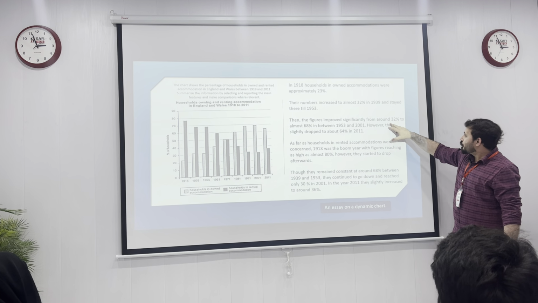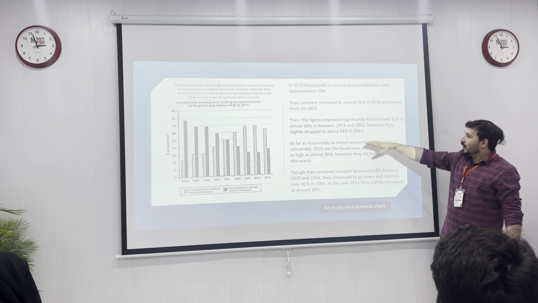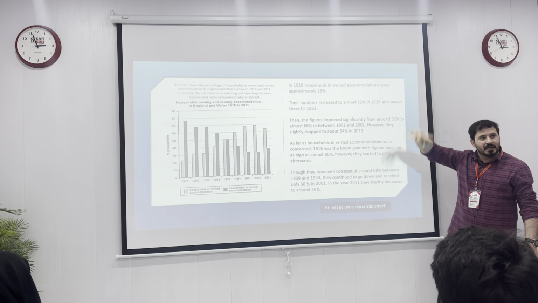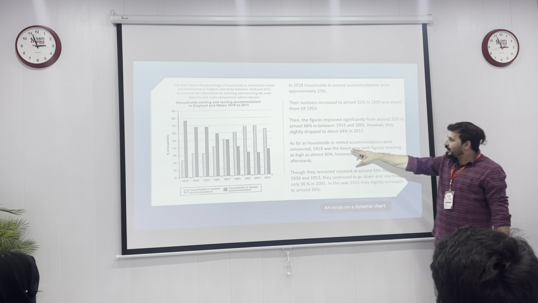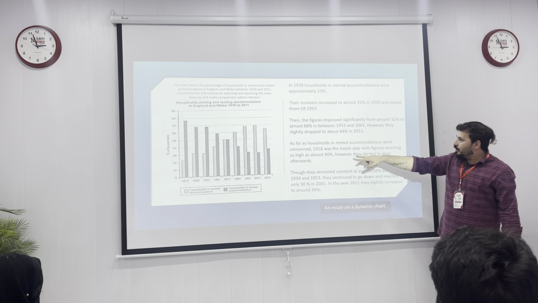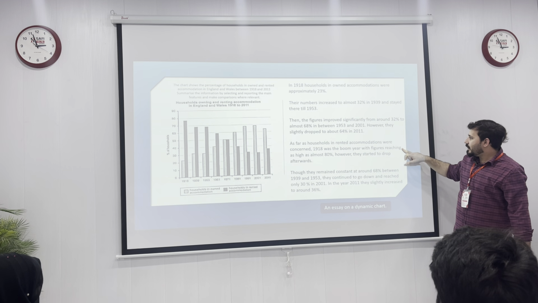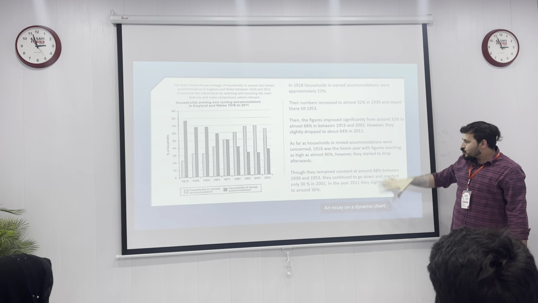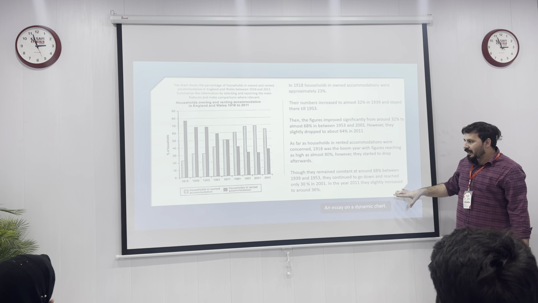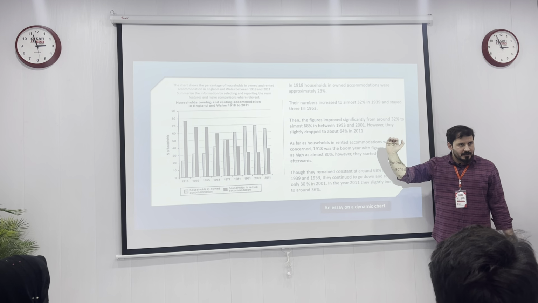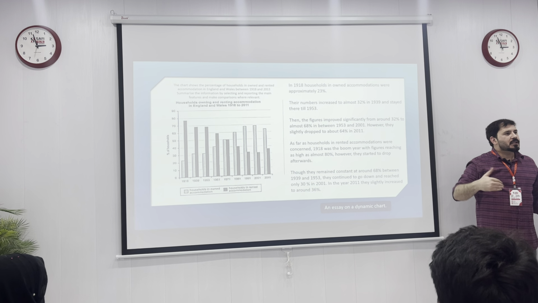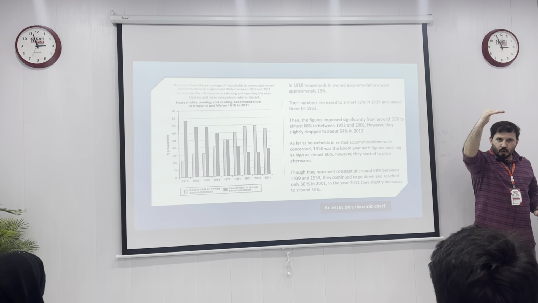Understand the language now. For example, come up here: however, they slightly dropped, they increased. Clear? And this figure reaching a high. Clear? However, they started to drop. So what we need to understand here is that in this figure, the dynamic one, we always write down the increase or decrease, where it increased, where it decreased.